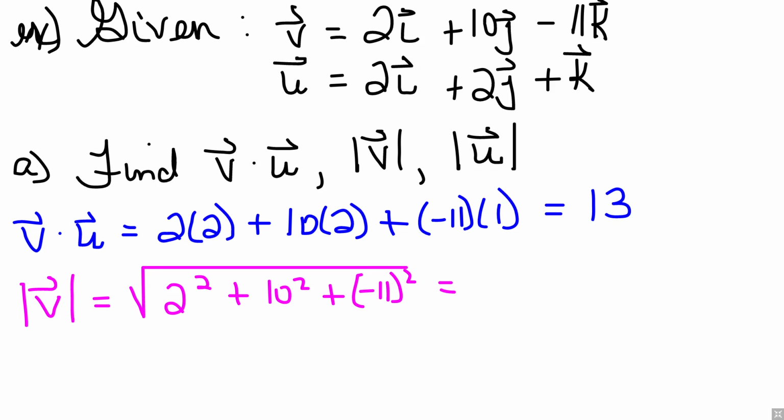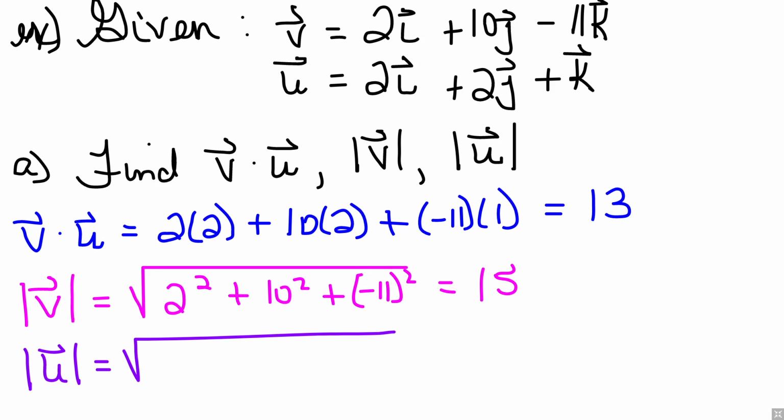$15. Yes. Okay. All right, and then the last thing we're going to do is look at the magnitude of vector v. So we're going to have the square root of 2 squared plus 2 squared plus 1 squared, and we end up with a value of 3 when we do that calculation. Any questions so far?